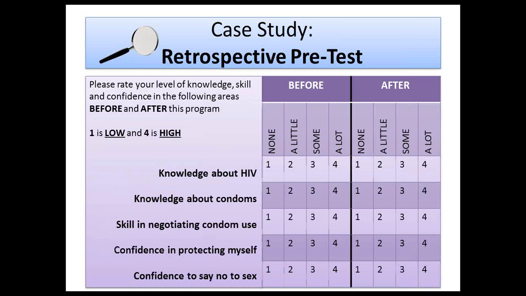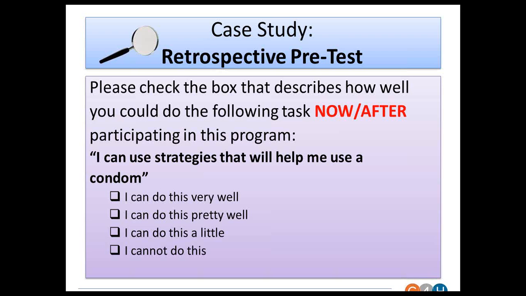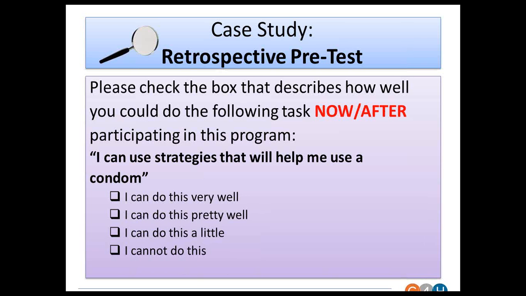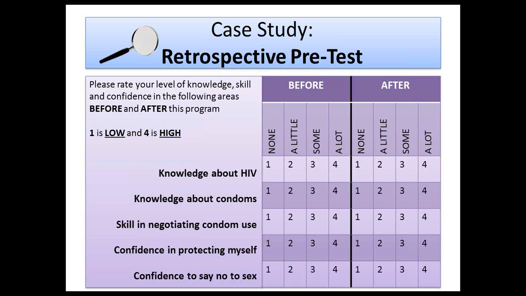So here's the other question. Please check the box that describes how well you could do the following task before and how well you can do the same thing now or after. So here's another example of the way a retrospective pretest can be structured. Here we see the answers are side by side, and instead of a checkbox format, we're asking the person to rate themselves on a scale by circling the appropriate rating.